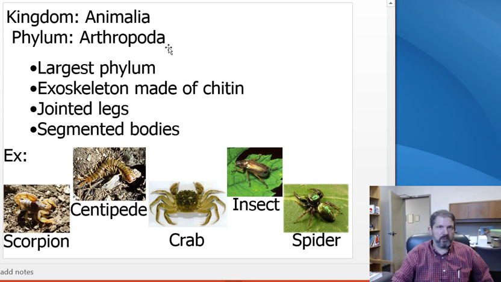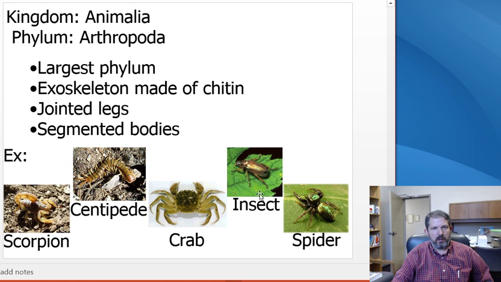Arthritis has to do with swollen joints. Arthro is a joint. Poda is referring to the feet. Jointed feet is what arthropod means. Arthropoda is the phylum. So all these guys have jointed feet, and it's all one big group.